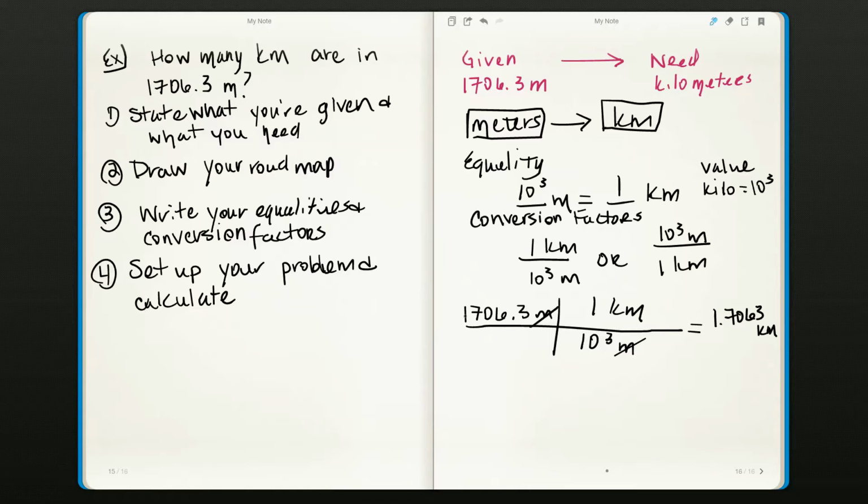Okay. So our answer would be 1.7063. Hopefully that's what you got. Make sure that you include units when you write your answer. So now we need to take a look at the sig figs. So 1, 2, 3, 4, 5 sig figs. So our answer should have 5 sig figs. Because remember, our conversion factors are exact numbers. They don't count towards significant figures. So in this example, however many significant figures are in the number that you started with should be in your answer. So your answer here is correct. 1.7063 kilometers. Okay.